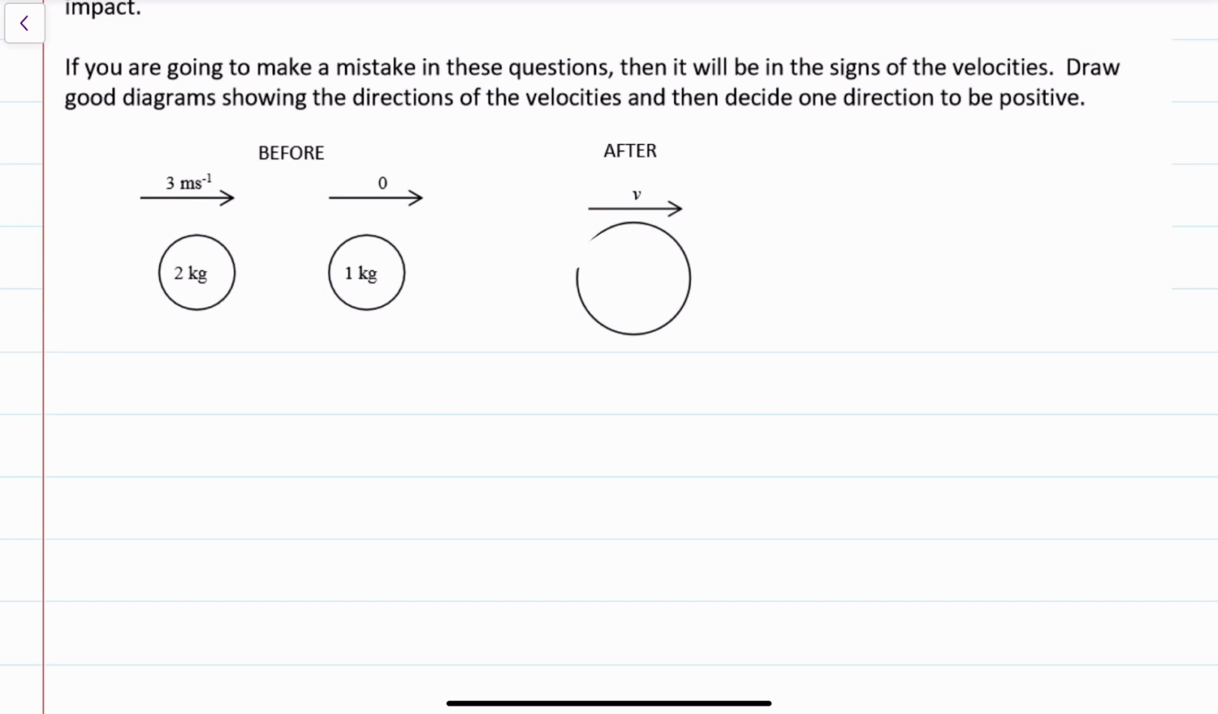I could have changed my second diagram just so you can see. You could have drawn your second diagram just as this, with the two circles, the 2 kilogram one and the 1 kilogram one. That would have been exactly the same. That would be my preferred way of doing it, to be honest. I'll do the next one like that if it comes up.